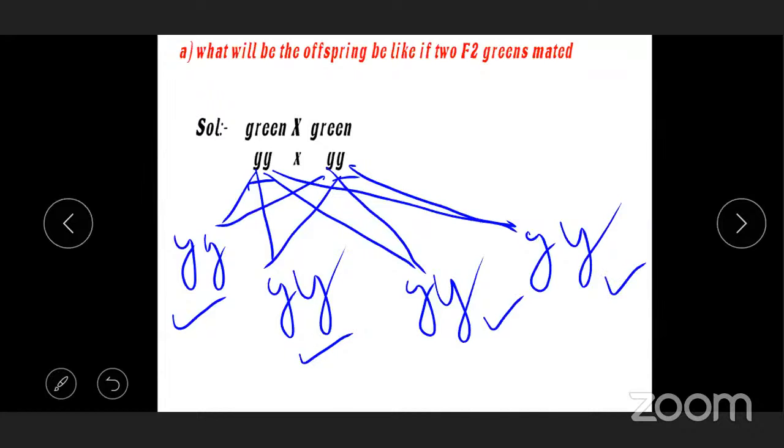What happened if two F2 greens mated? Yes, all offsprings will be green. That is the answer: all offsprings will be green. When two F2 greens are mated, all offsprings will be green in the next generation. That is the first question's answer.